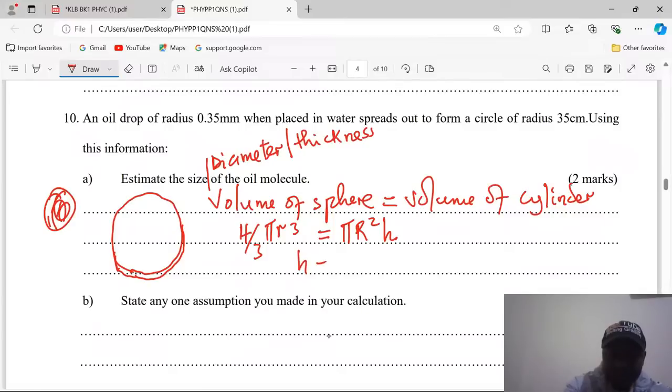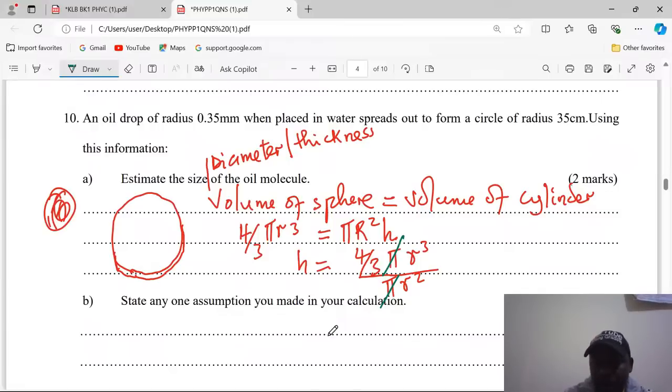So how do we get this h? We get h by dividing through by pi R squared. So we need 4 over 3 pi small r to the power 3 divided by pi R squared. Remember, at such a point, pi can cancel out. After pi has cancelled out, we can substitute. 4 over 3 times a radius of 0.35 raised to power 3. Then we shall divide all this by R squared.